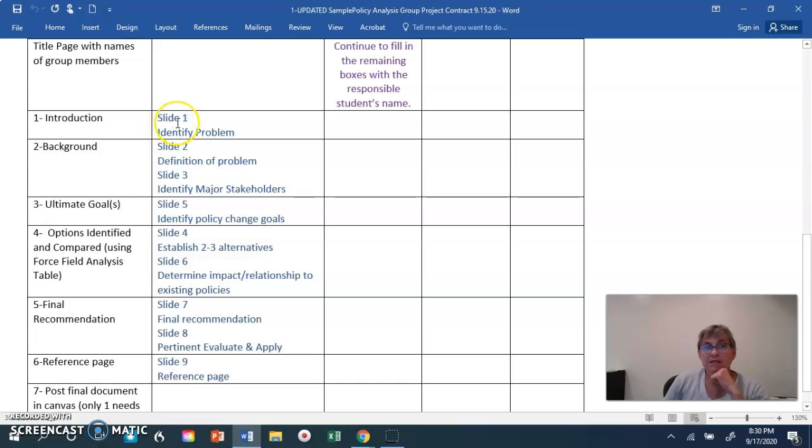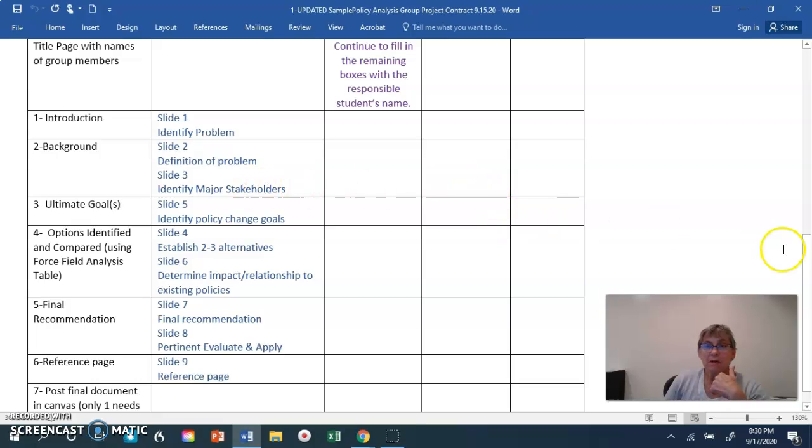So where it said slide one, whoever submitted this already, whoever was responsible for that, you will be doing the introduction. And so you'll write just a brief amount of information on that and include potentially what you might have had on a PowerPoint slide. The second section is the background, and that included the definition of the problem and identifying the major stakeholders. So who would be influenced by this?